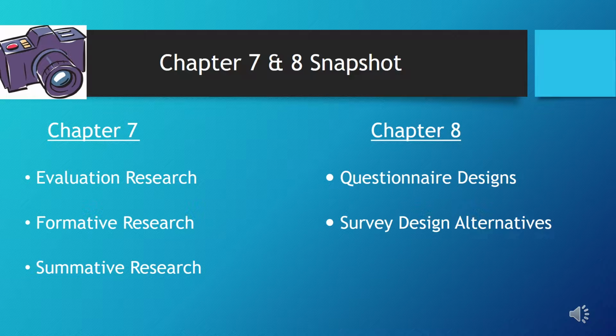In Chapter 7, we will briefly discuss two types of evaluation research, formative and summative research. In Chapter 8, we will discuss questionnaire designs and survey design alternatives.